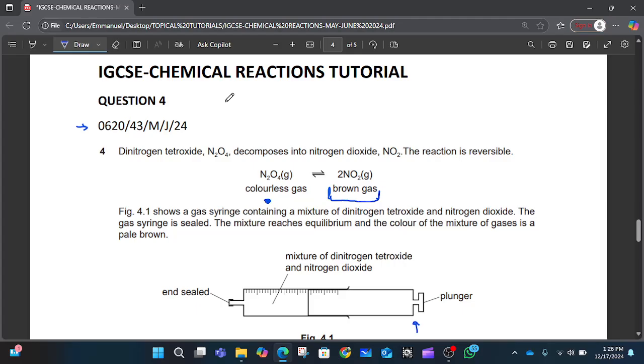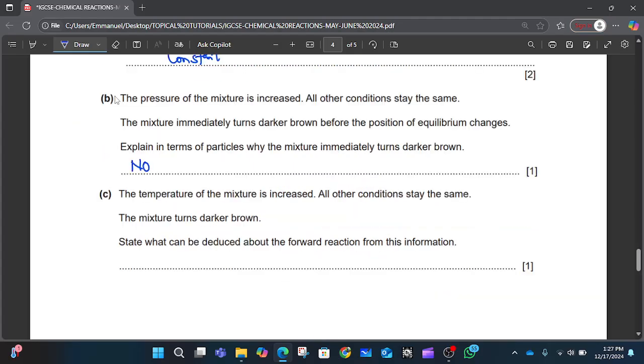So we have to say that NO2 gas particles increased per unit volume as the pressure was increased.